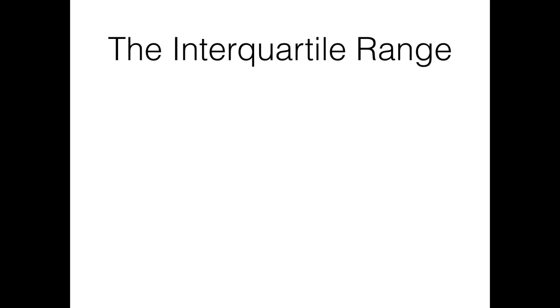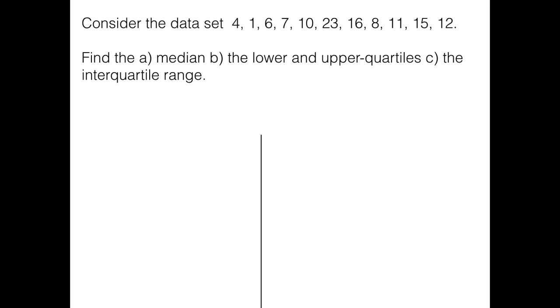This is about the interquartile range for a list of numbers, and it can be a little bit confusing as to what to do. So first of all, let's have a look at a question. I've got some data there. I've got 11 pieces of data, and I want to find the median, the lower and upper quartiles, and the interquartile range. First thing, I want to put the numbers into order.